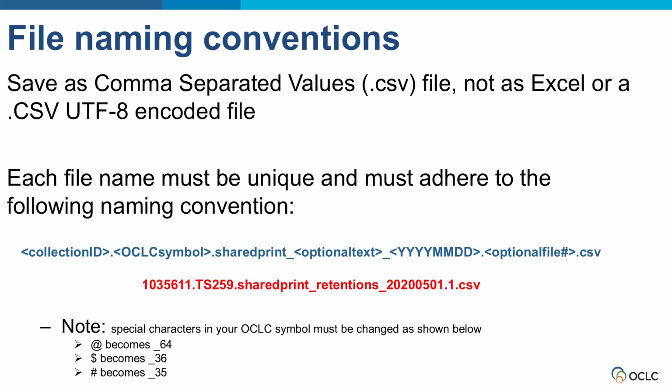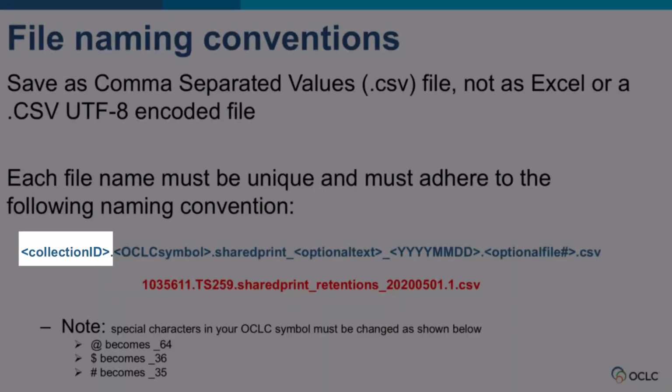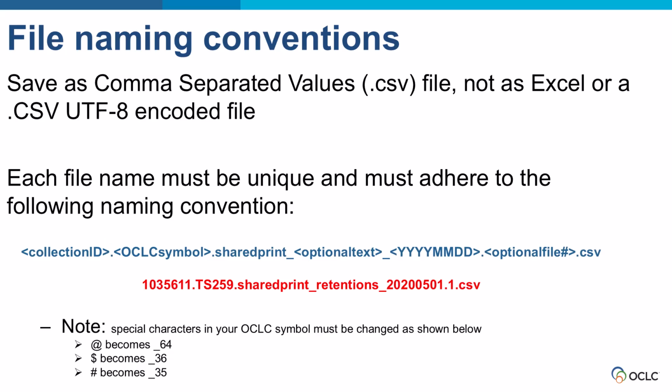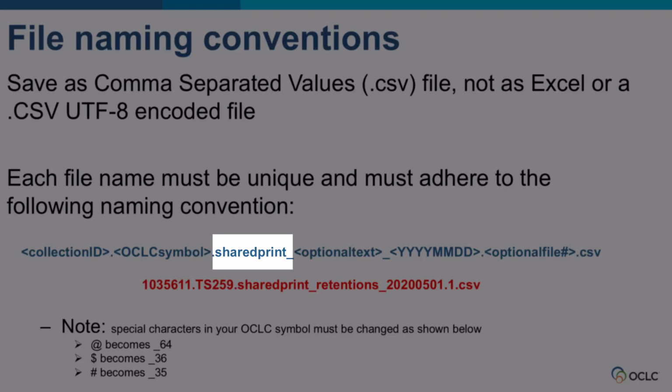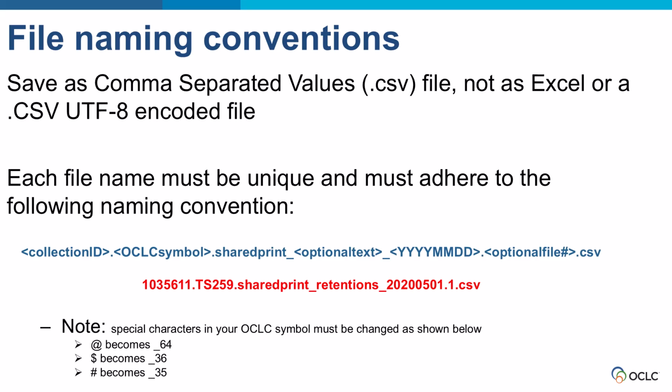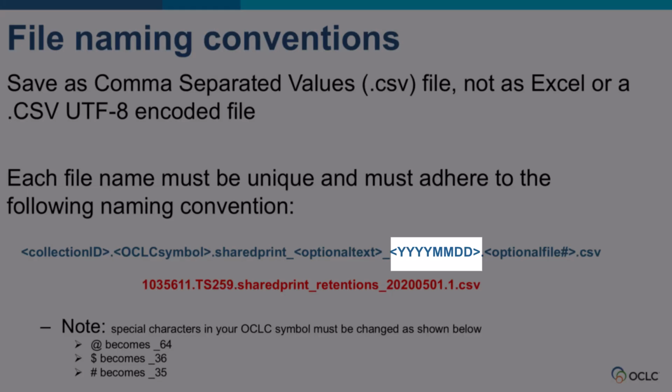The file name must include the following items, each followed by a period: the 7-digit collection ID number that was assigned to your collection, your OCLC symbol. Note, both of these can be found under the properties accordion of your collection. The text shared print. Add additional text if you would like, for example, retentions. The date the file is being submitted. It must be entered as year, month, day. If you will be sending multiple files, you can add a file number.